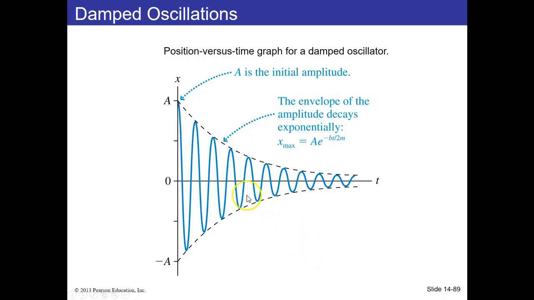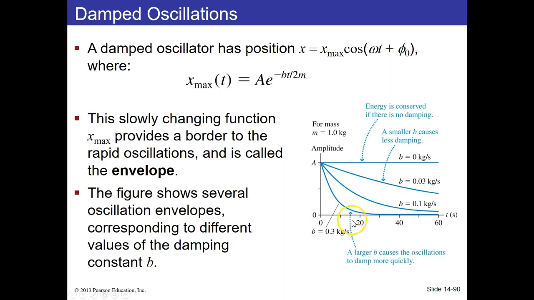This is a good picture of kind of what it looks like. So here we have our initial amplitude, and notice that we will never get back to that initial amplitude as long as there's some dampening going on, and that kind of continues all the way through. A damped oscillator has a position x equal to x max times the cosine of omega t plus that phase constant or phase shift. Then we have to make sure that our x max for that position at time t is the amplitude times the value e to the negative bt over 2m. So this is a very slowly changing function. X max provides a broader range of oscillations, and we call that the envelope.